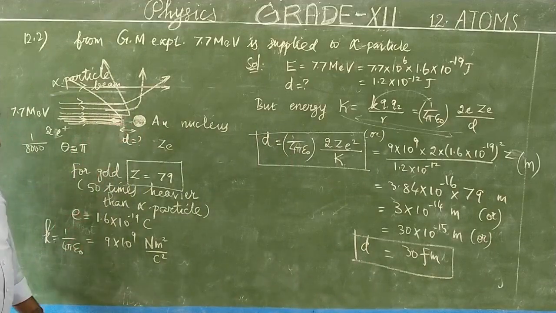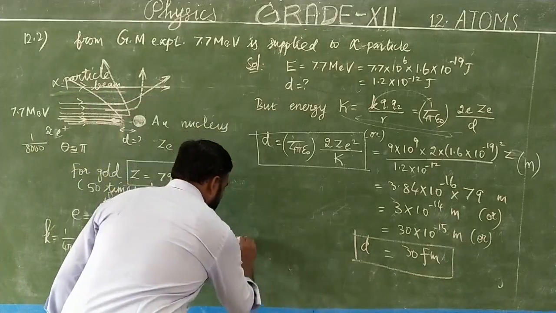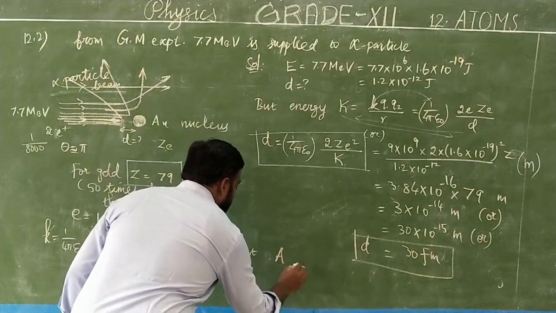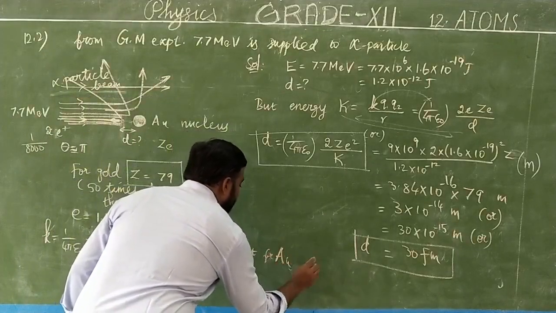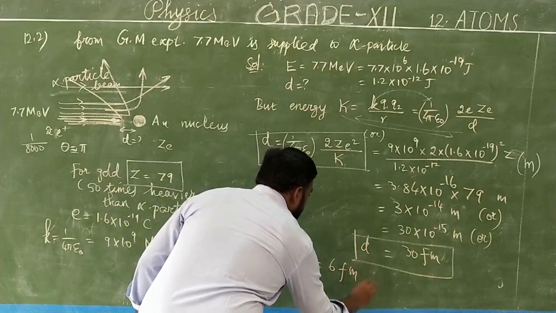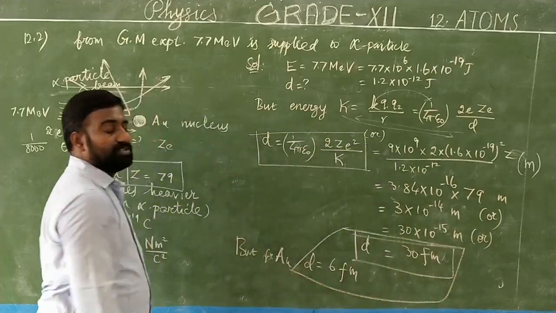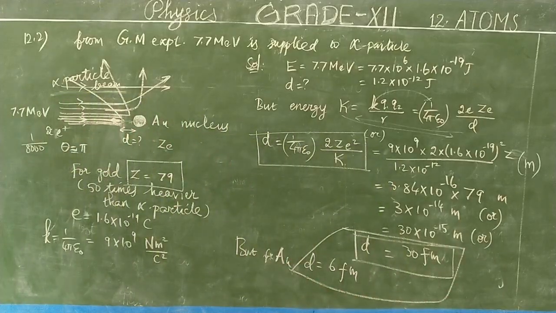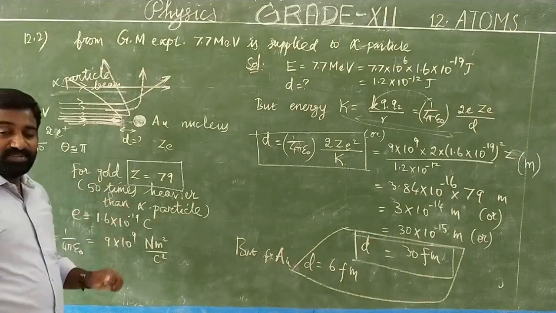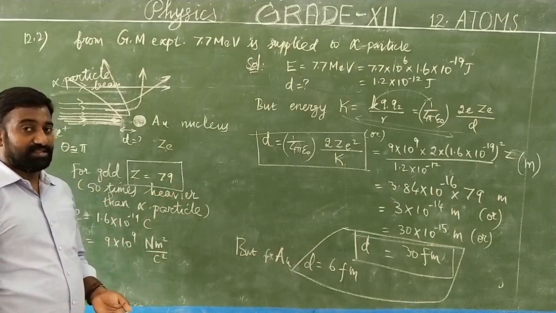But the actual size of a gold nucleus is very small. For gold, this distance is equal to 6 Fermi meter. So compare both the values, and comparing these two values, what can you say? Most of the space in an atom is almost empty, and there is a dense heavy mass which is located at the center. Okay.